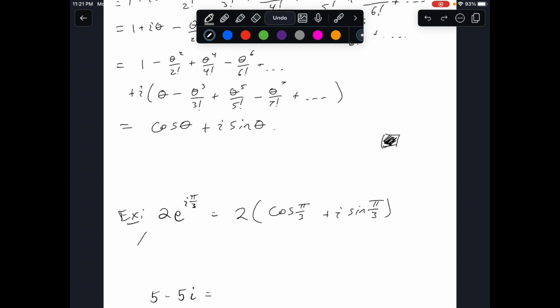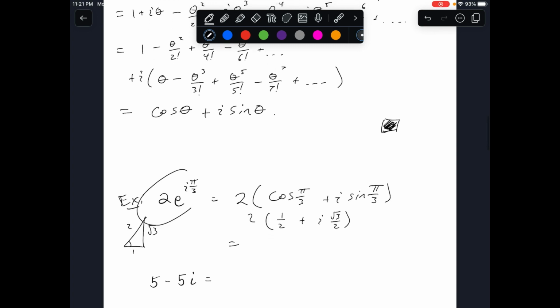And I'll draw my pi thirds triangle right here. So this is 1, 2, square root of 3. So cosine of pi thirds is a half, and then sine of pi thirds is root 3 over 2. And so this number right here is equal to just 1 plus i times the square root of 3.